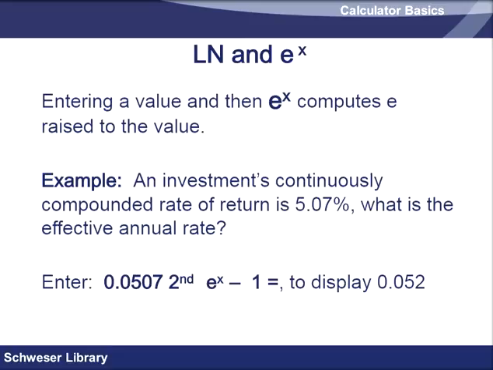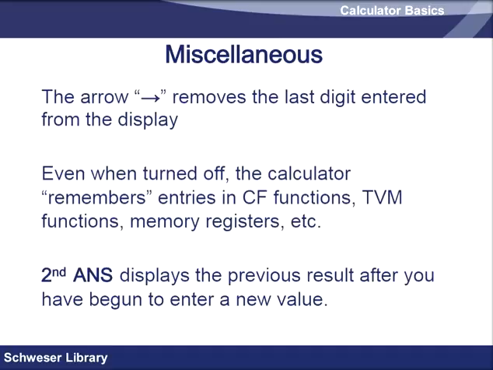Well, it's just the opposite of what we did before. We're going to put in 0.0507. Now this is the second function above the log key. Hit that e to the x, so second e to the x, minus 1, and that gets us back to our effective annual rate of return. So these only come up in this context that I know of, with continuously compounded rates of return, which are used in continuous time mathematics, the foundation of some of our options pricing and things at level 2. So that's why it's in level 1.